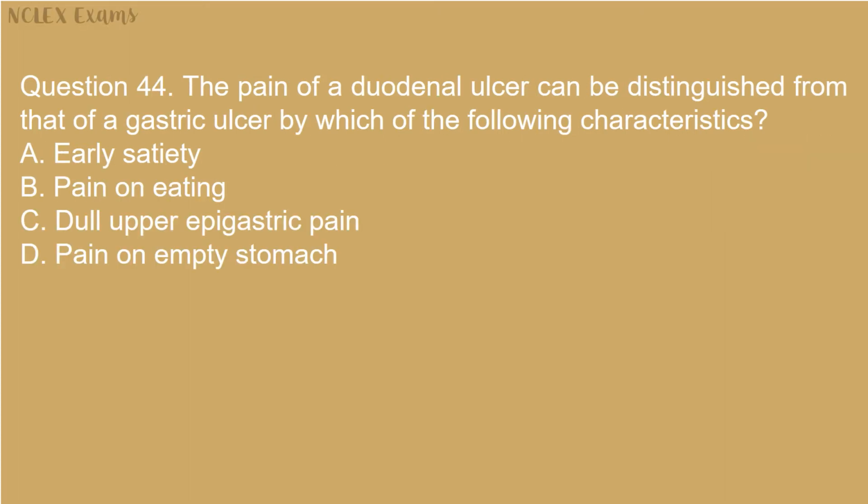Question 44. The pain of a duodenal ulcer can be distinguished from that of a gastric ulcer by which of the following characteristics? A. Early satiety. B. Pain on eating. C. Dull upper epigastric pain. D. Pain on empty stomach.